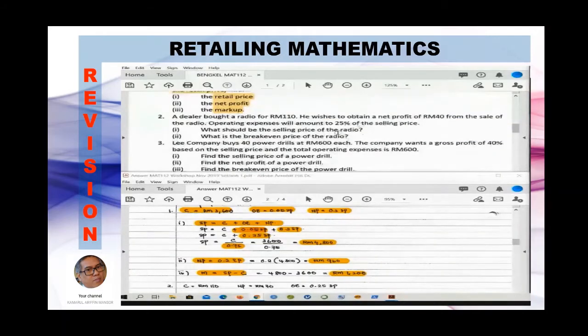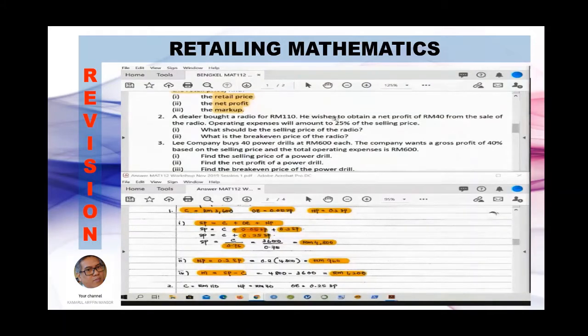Okay, kita ada soalan kedua. Dia kata begini, berbunyi, a dealer bought a radio for 110 ringgit. He wishes to obtain a net profit of 40 ringgit from the sale of the radio. Operating expenses will amount to 25% of the selling price. So that is the scenario of the problems.